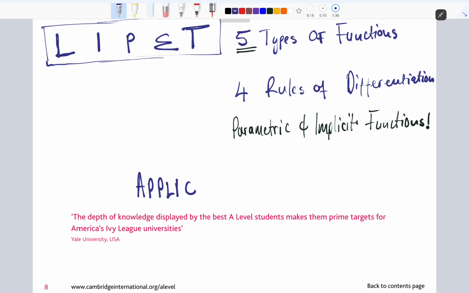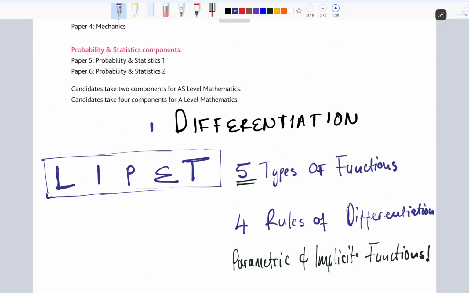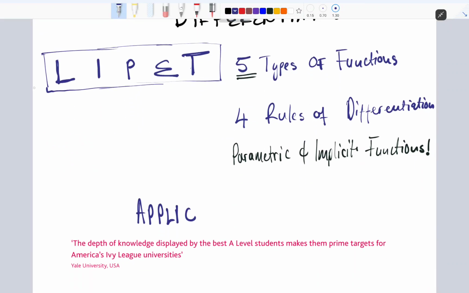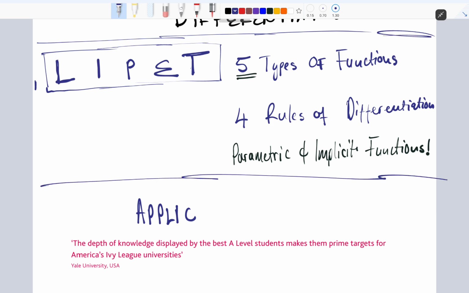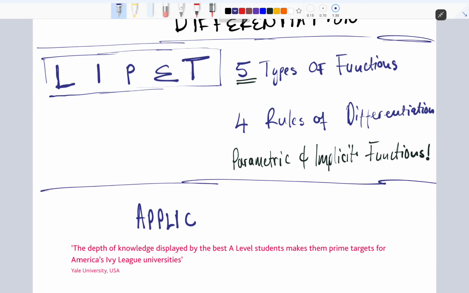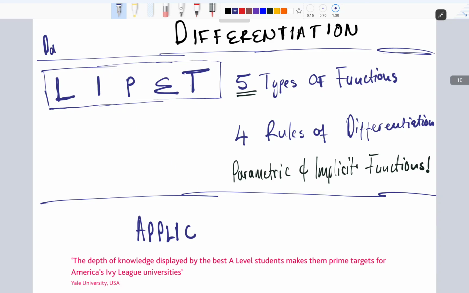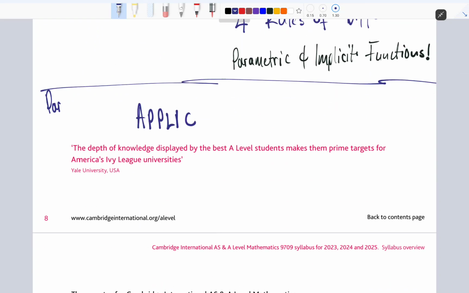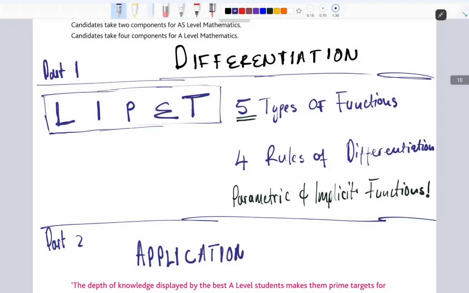Okay, so 1 is differentiation itself. Or let's say under differentiation, the 1 is going to be this. Then this whole thing is going to be part 1. Let's put it here. This is going to be part 1. Then next, you are going to do part 2, which is going to be application of differentiation. And you're done.